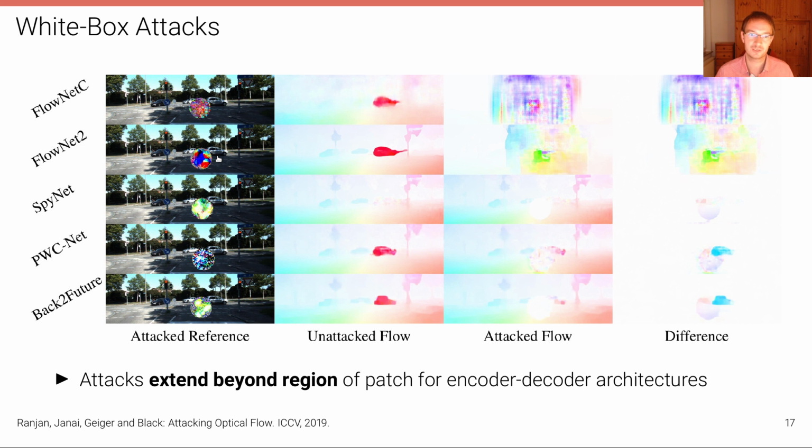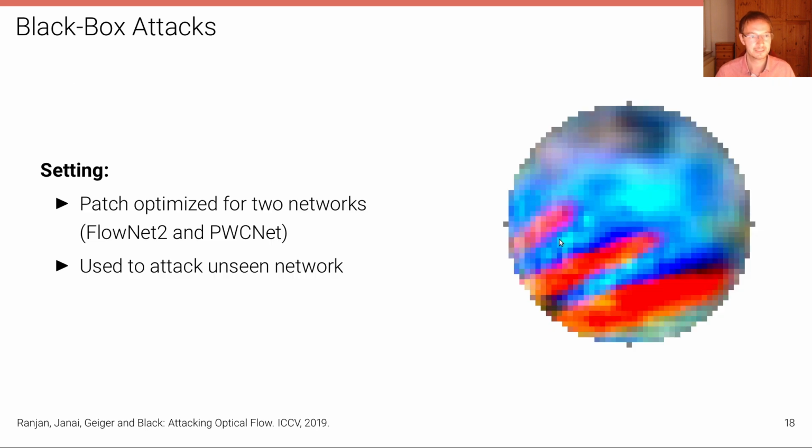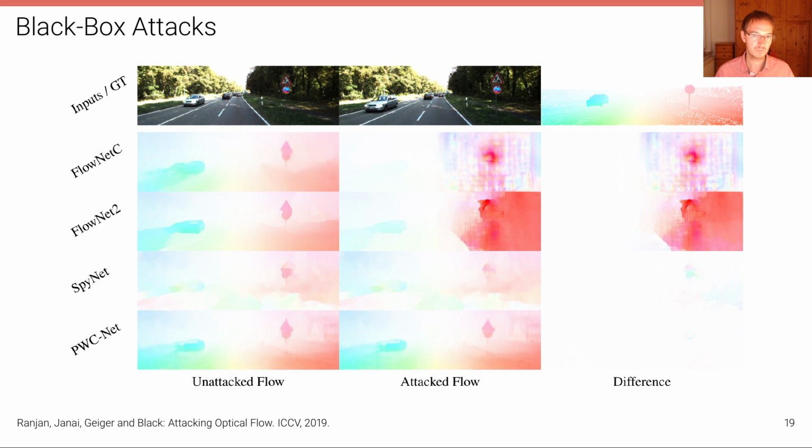And of course, if we make that patch larger, then we can perturb a larger region. But what's important here is that in both cases, the attack region, the region where the optical flow has changed due to the receptive field size of the network, extends far beyond the region of the patch itself. We are attacking a much larger region. That's really problematic. And then we can also look at black box attacks, where the setting is we optimize a patch for some networks, and then we take that general patch, which looks like this, and we use it to attack an unseen network. That's what we call a black box attack, because we don't know the network that we apply it on, and it also works in this setting.